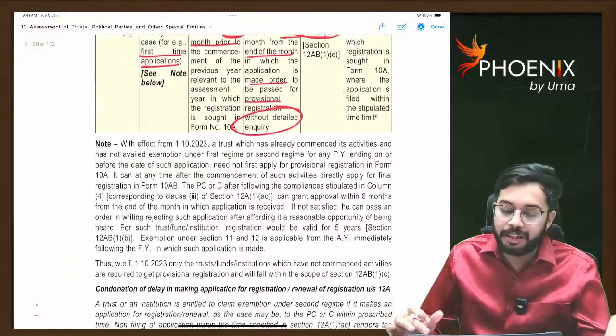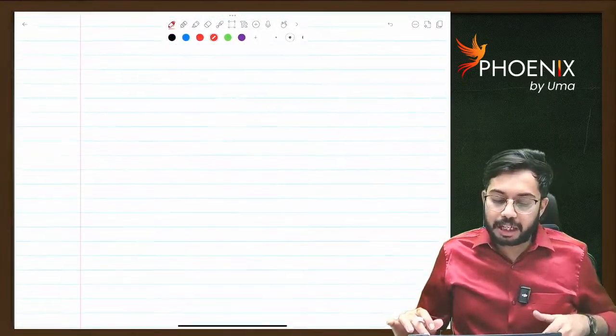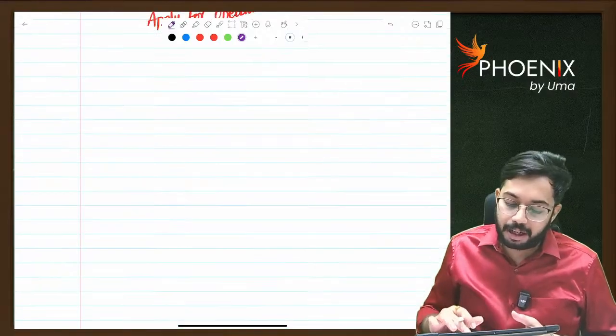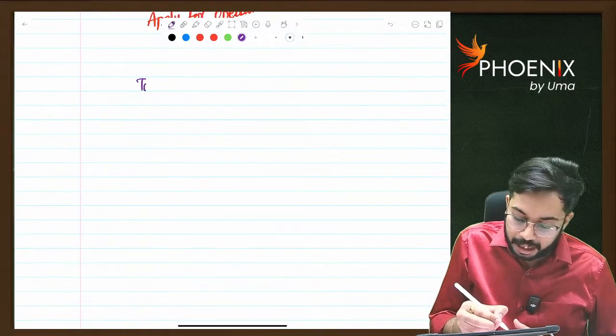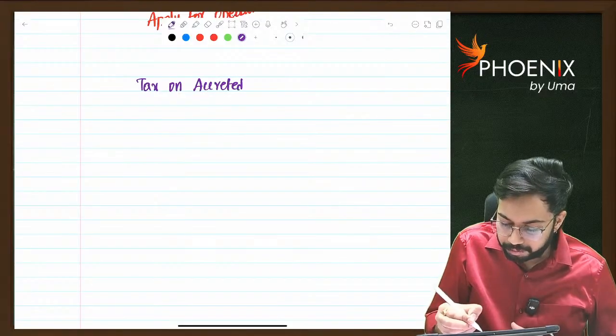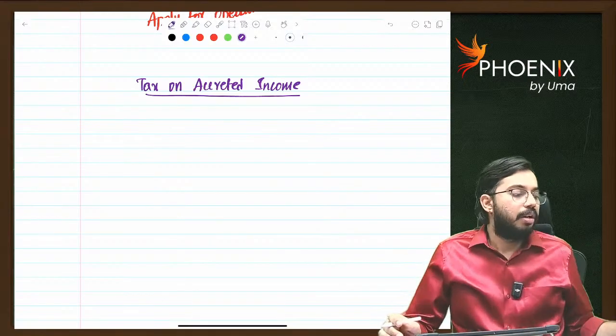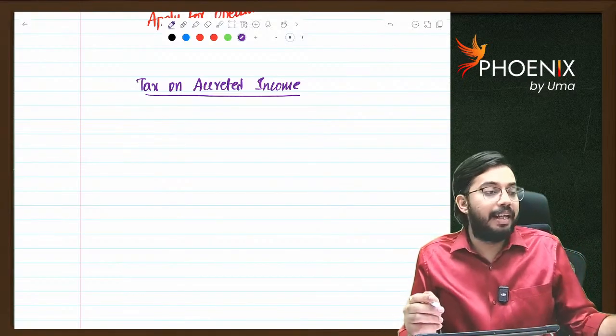So this is the concept relating to registration of trusts. Now the last concept, an important concept, a question you will get in the examination, that is tax on accreted income. This is also called exit tax.